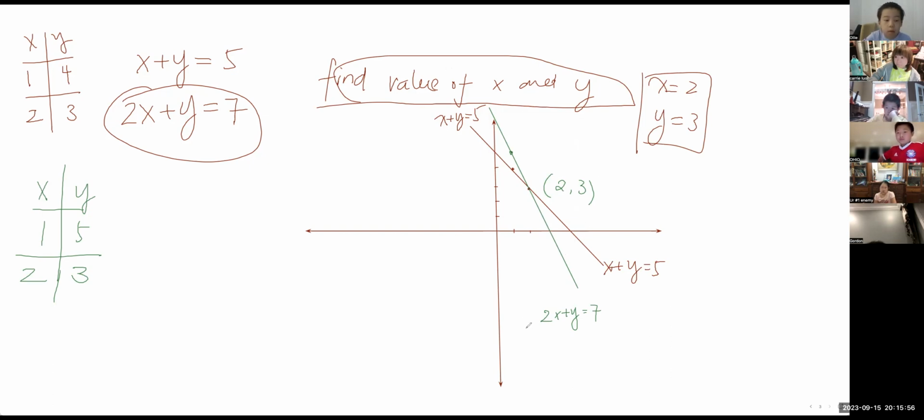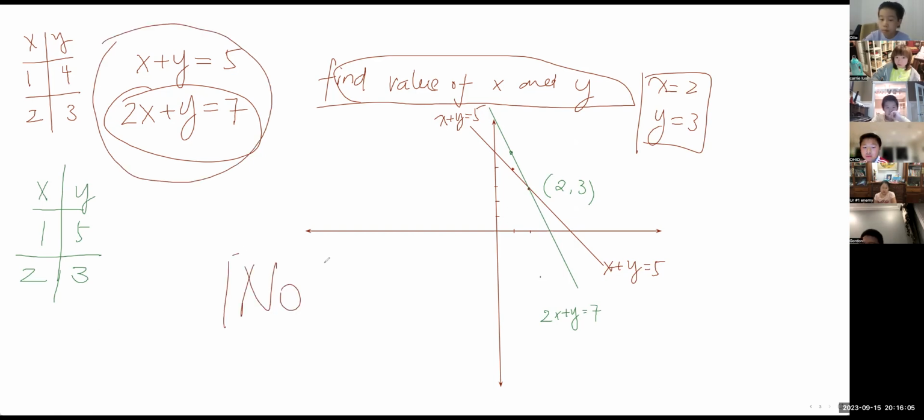Get it? Okay, but are we going to do all the questions always using this one? No. But I want all of you to understand how to do this, because later on we're going to learn an easier way to do these. But I want you to understand what we are doing. What is the value of x and y? It's actually two lines. They cross each other. Every two lines have only one intersection point. This point is the value of x and y.